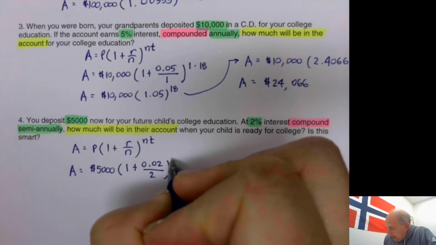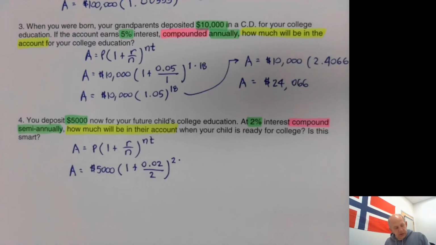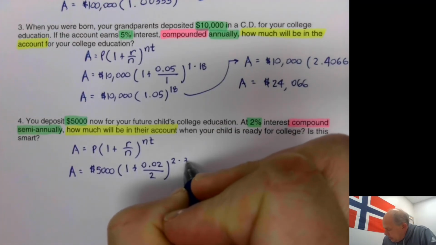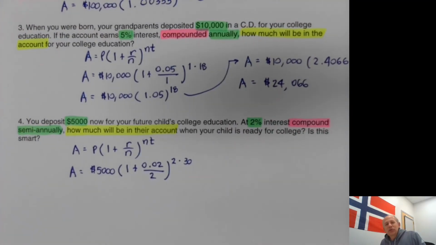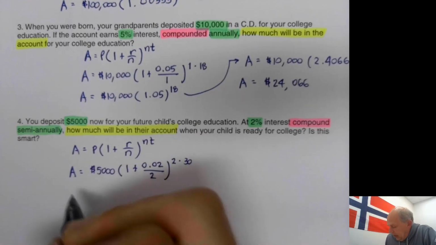Compounded semi-annually, my N is going to be 2, and here's where it gets more futuristic. When will your first child start college? Well, they haven't been born yet. They have to turn 18 years of age. Let's say you have your first child in 12 years. Add another 18 years onto that. In 30 years, your child will be a freshman in college. So 30 years is how long that money will sit in the bank.